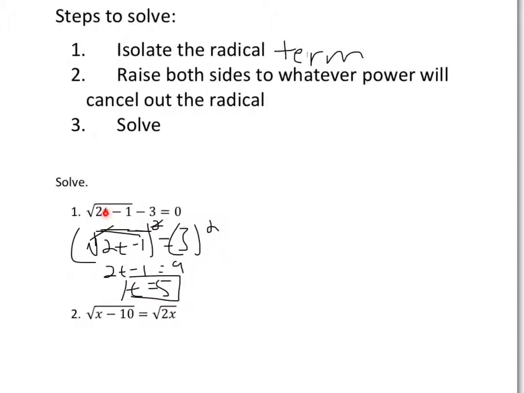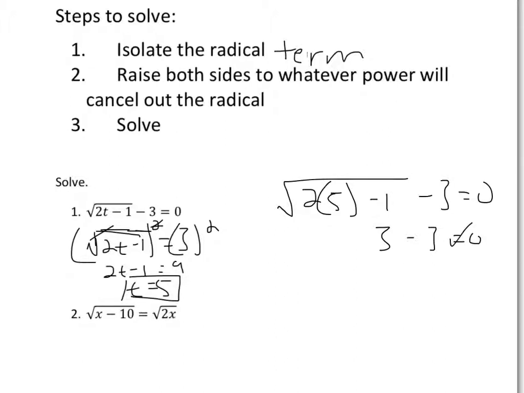So we plug this in, and we're going to have square root of 2 times 5 minus 1, minus 3 equals 0. So we've got 2 times 5 is 10. 10 minus 1 is 9. Square root of 9 is 3. 3 minus 3 equals 0. It does work. Good. Checks out. We're all good. The answer is t equals 5.